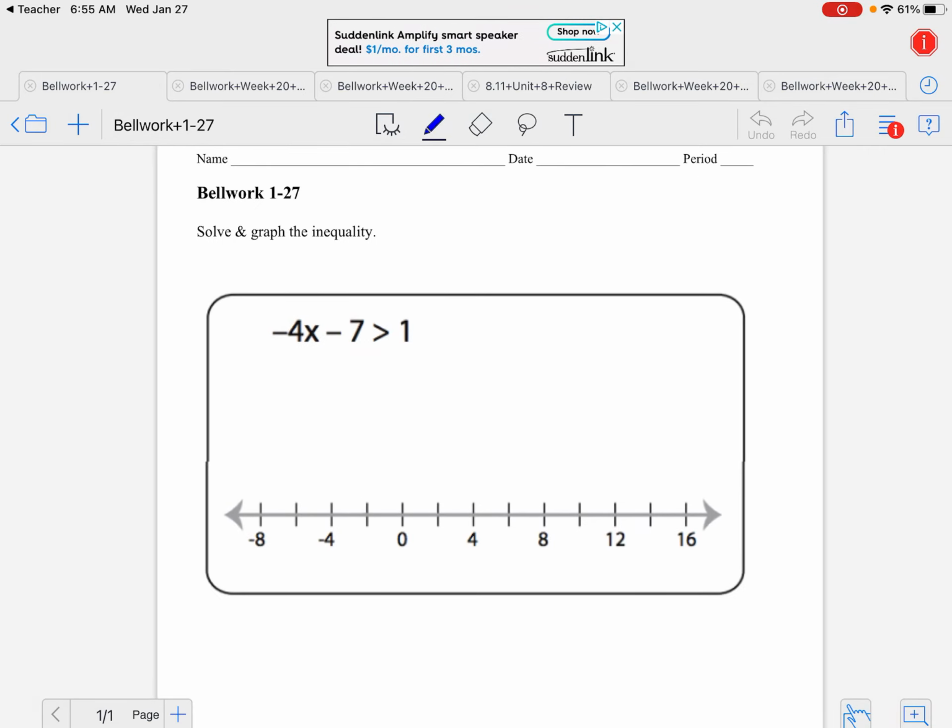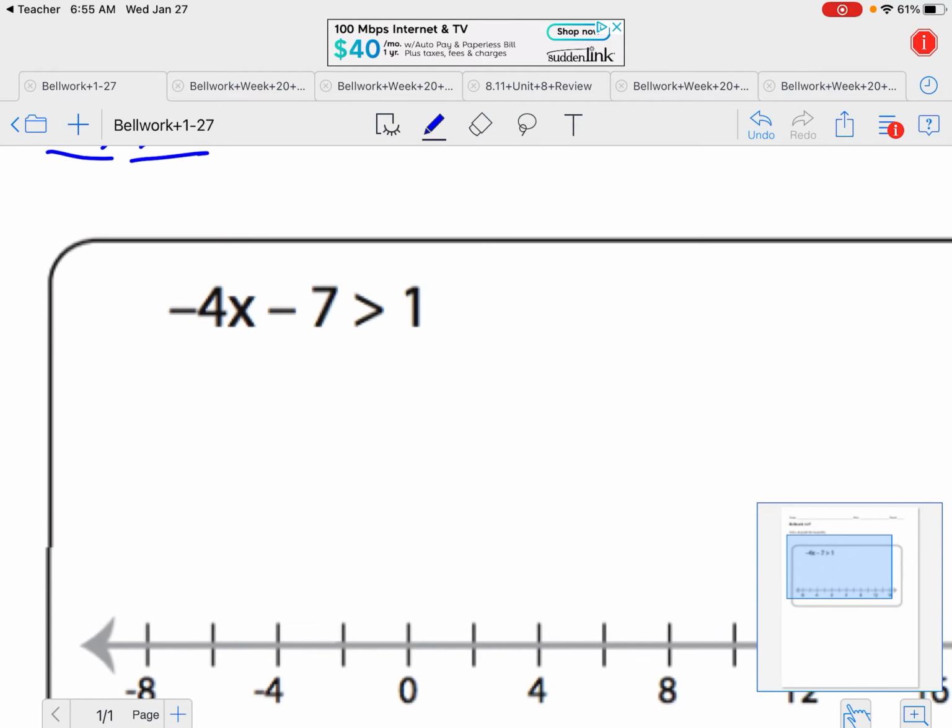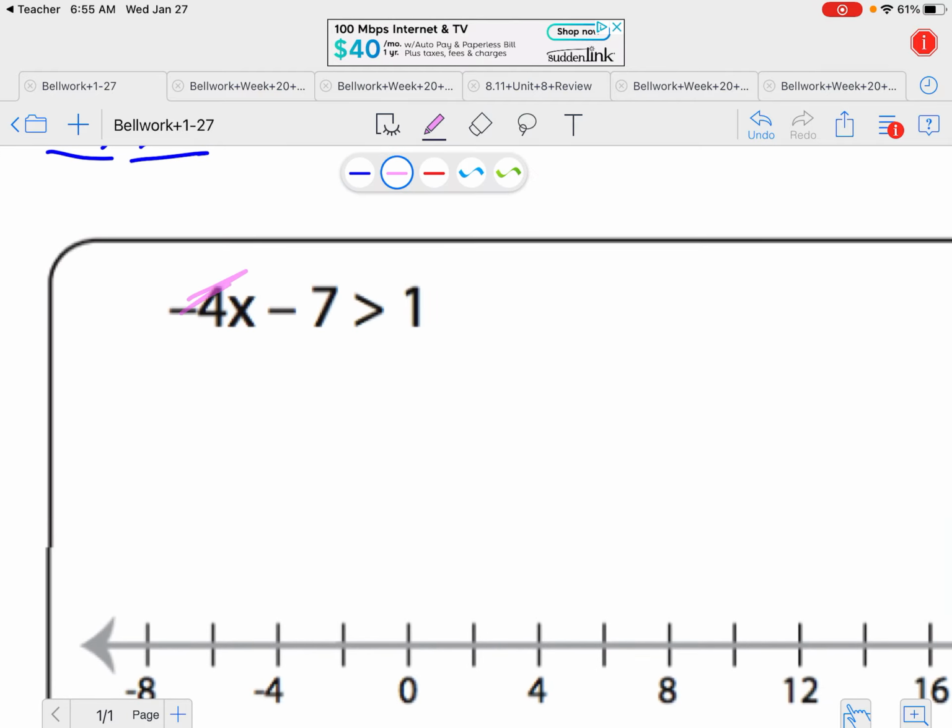Today's Bellwork is an inequality. We need to solve it and graph it, is what it also says. So the first thing I'm going to do is look at my variable. If this number is a negative, then that means I need to flip my sign the other way, which it is. So since I have a -4, then I need to flip my inequality.